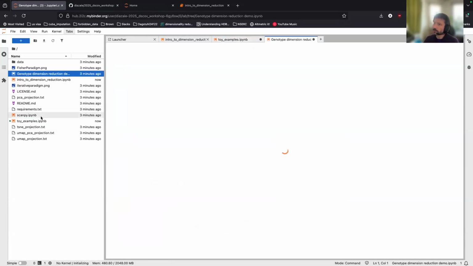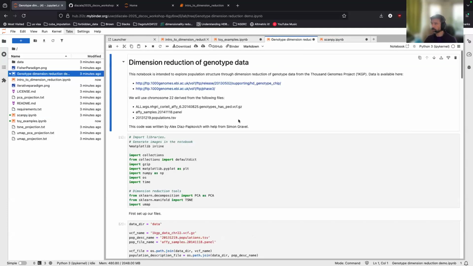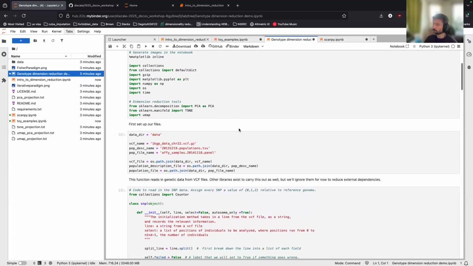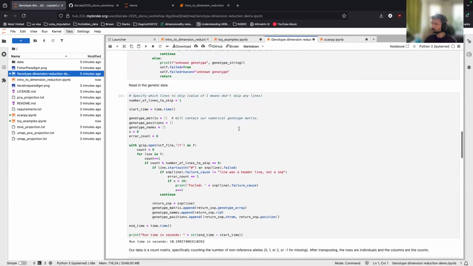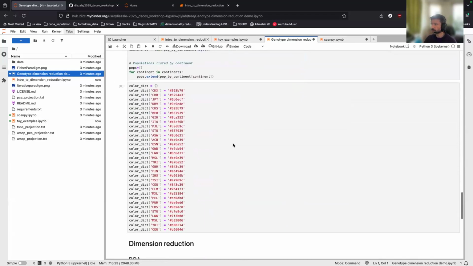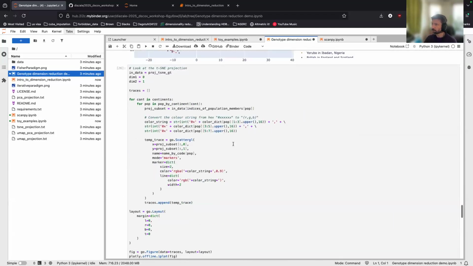I'm going to not run these notebooks, but I'll quickly go through them. So this is dimension reduction of genotype data. This is real genotype data from real people in the Thousand Genomes Project using chromosome 22. I've reduced the data so you can work with it rather quickly. But the idea is you can take SNP counts of individuals, and then you can run them through PCA, through UMAP, and through TSNE. And then in the end, you get different visualizations of them.